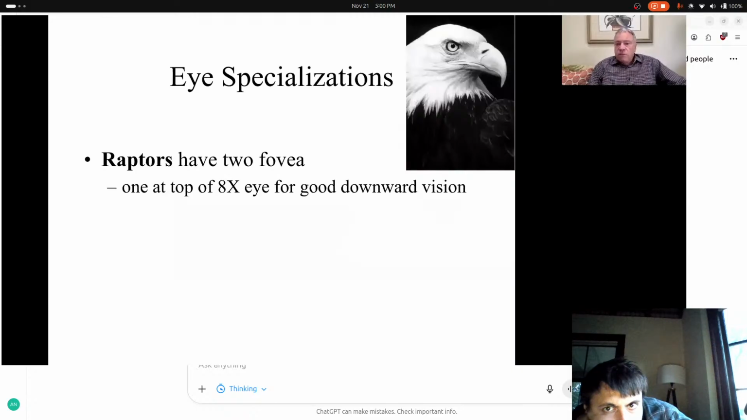Now, some other specializations even within the vertebrates we can see. So as we mentioned, the fovea centralis is where we have the highest acuity vision, right? We're looking straight at something. Raptors, birds of prey, have 2 fovea. One where you're looking straight at something, and one at the top of their eye when they're looking down at something. So a hawk or an eagle can see in front of them and below them at the same time. So they can see if they cross over prey. And there's also a lens that magnifies the vision coming from below. So it's like 8x binoculars, eightfold magnification binoculars looking down while they're looking straight ahead at the same time.